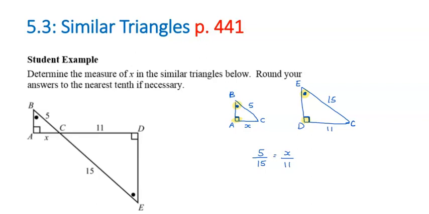And now I go ahead and cross multiply and divide. So I'm going to have 11 times 5 divided by 15. And I will get a decimal here, and you don't need to worry about getting a decimal because the question is saying round your answers to the nearest tenth if necessary. So we can be prepared for a decimal. It's 3.66. So we are going to round this up to 3.7 for our x length.